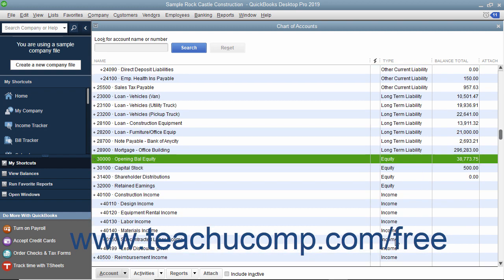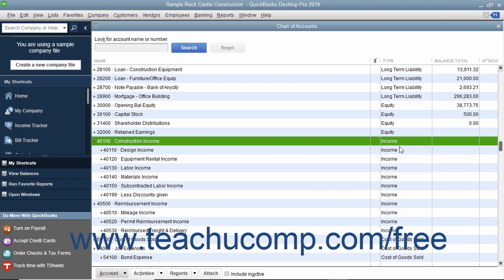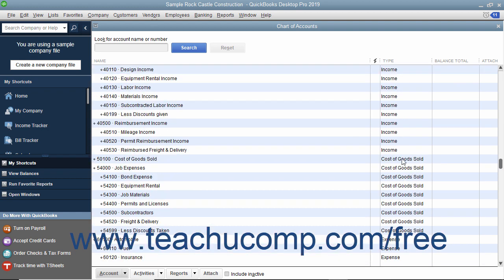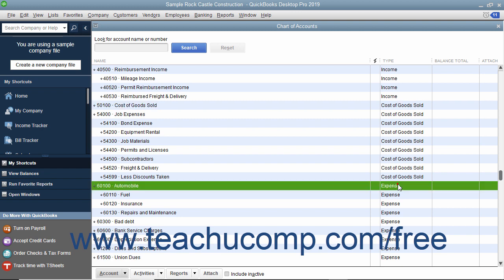Let's then look at the profit and loss statement accounts, or the income statement accounts as they are also often called. First, you have income accounts. Income accounts are used to track the income generated by your company. Following that, you have expense accounts. Expense accounts are used to track where your company's money was spent.